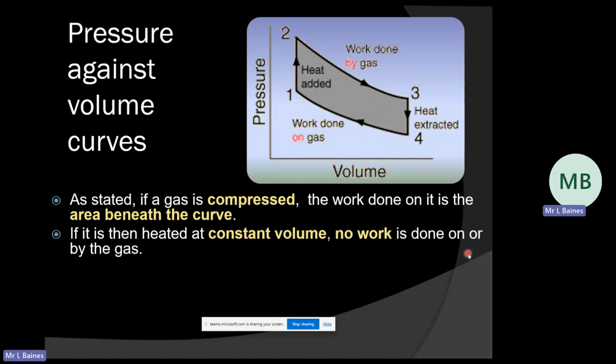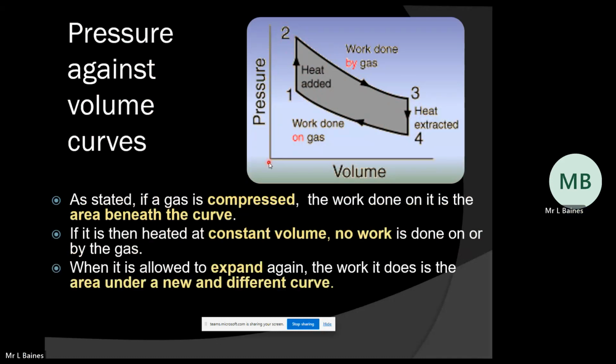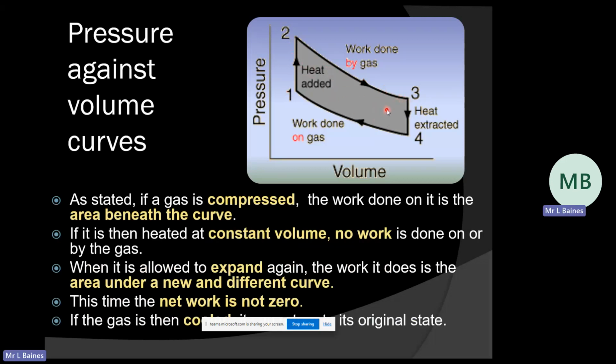If it's heated at a constant volume, no work's going to be done. Let's look at this diagram. Where's it being heated? Well, if it's at a constant volume, I know it's going to be one of these vertical parts. And if we're heating the gas, the pressure is going to increase. So I've got this vertical line from 1 to 2. When it's allowed to expand again, it's coming down this line. And I have, as I said, that grey area is my net work.